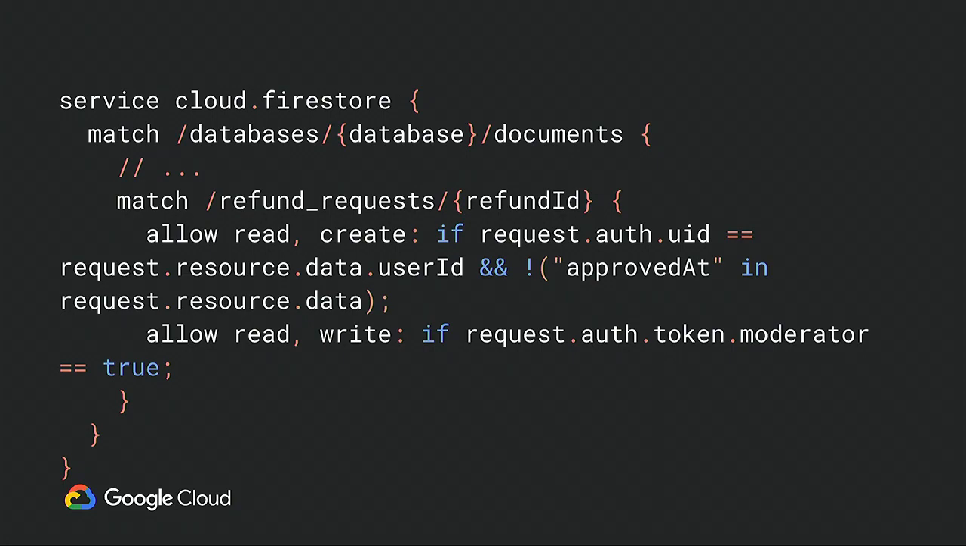Then the next rule, allow read and write, is so that moderators, so you can actually access that custom claim token here. So if request.auth.token.moderator is true, sorry, that was a lot of words, but if that's true, you can read and write. So that allows our moderators to go in and update the request.